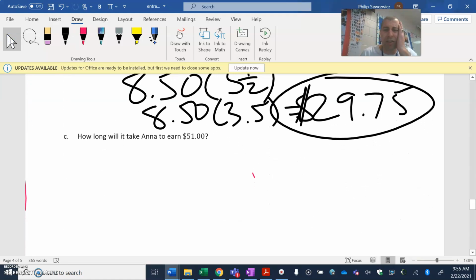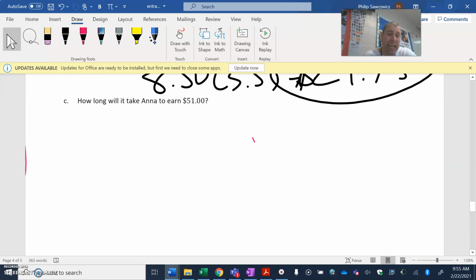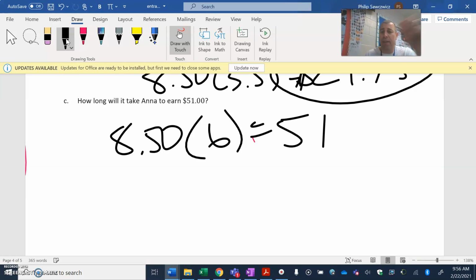All right. And then the last one wants to know about is, well, what if she gets $51? How long did she work? So we can do a little guess and check here, a little estimation. One, I can use my table first, and I can see that 5 hours gets me to 42.50. 8 hours gets me all the way up to 68. So yeah, we could take that 8.50 and we could try out by multiplying it by a 6. Okay, if we go ahead and type it in, let's see what happens here. And oh, we get exactly 51. All right, so there's our answer there.